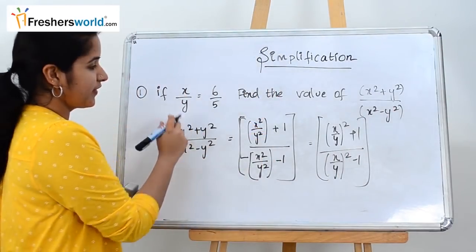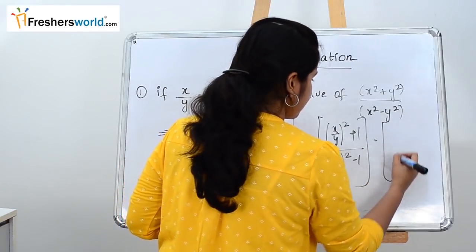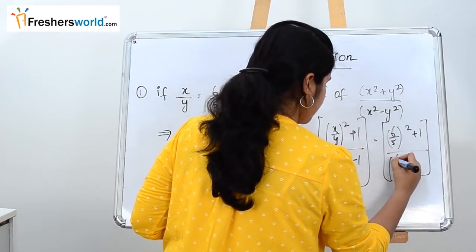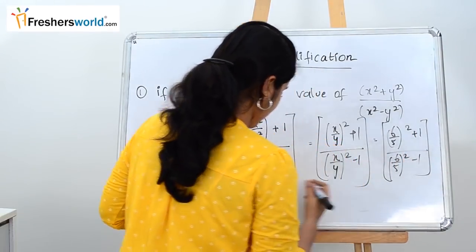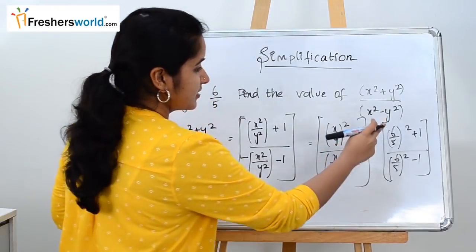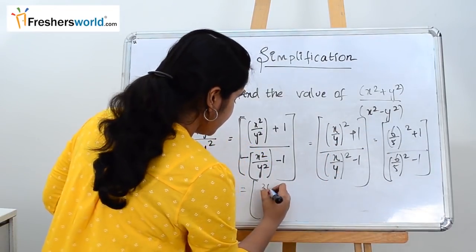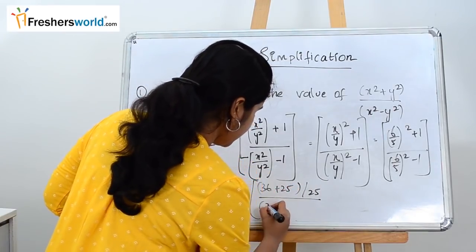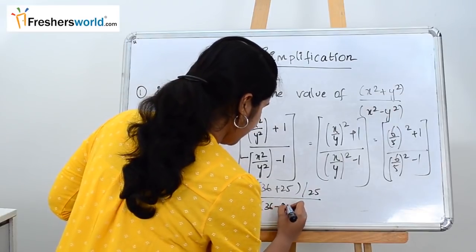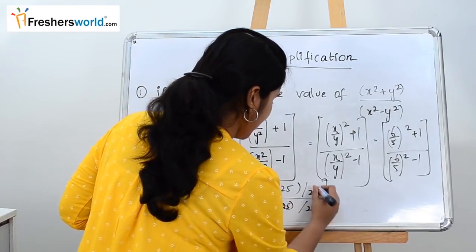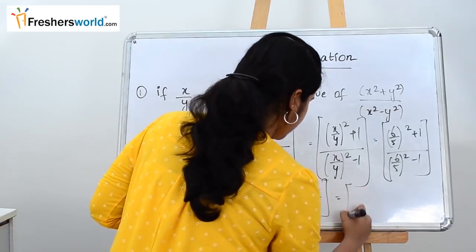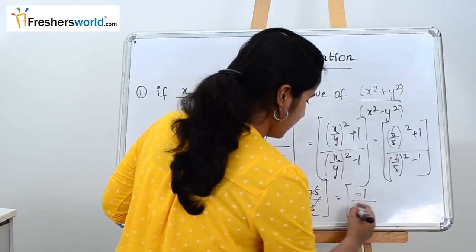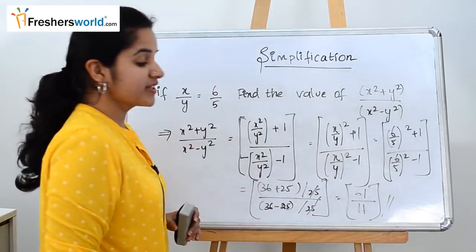So now we know the value of x by y. We write it as 6 by 5 the whole square plus 1 divided by 6 by 5 the whole square minus 1. So this becomes 36 by 25 plus 1 divided by 36 by 25 minus 1, which is 36 plus 25 divided by 25, over 36 minus 25 divided by 25. So 25 can be cancelled and this becomes 36 plus 25, which is 61, divided by 36 minus 25, which is 11. So the value is 61 by 11.